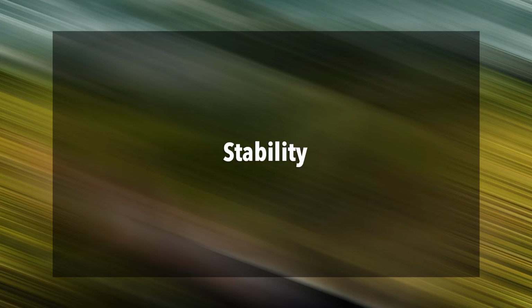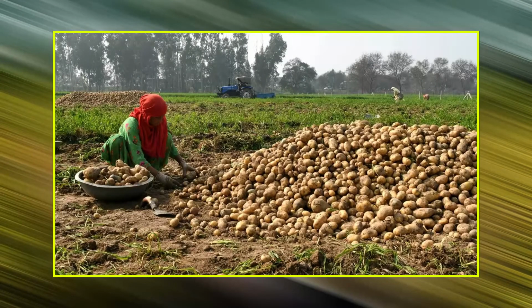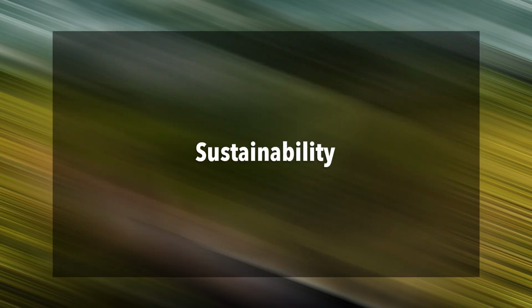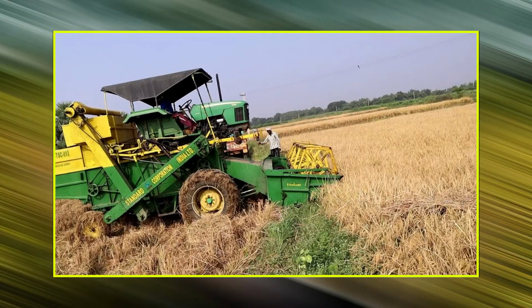Number 2 is stability. That is, it is the degree to which productivity remains constant in spite of normal small scale fluctuation in environmental variables such as climate or in the economic condition in market. And number 3 is sustainability, which is defined as the ability of the system to maintain its productivity when subject to stress or perturbation.